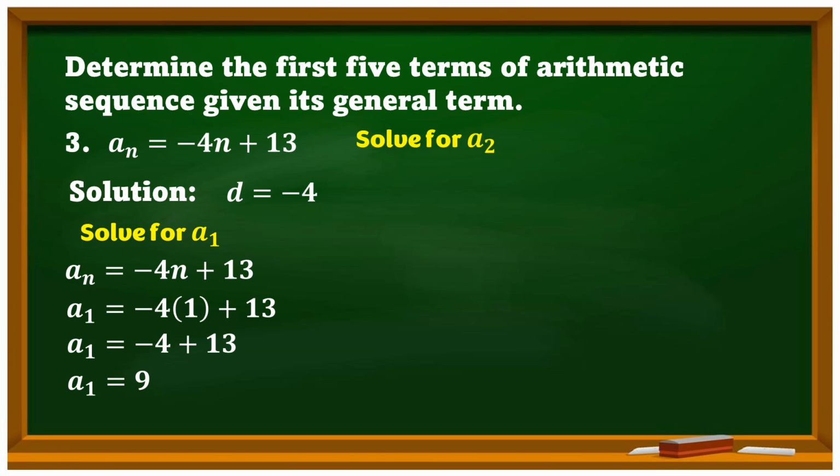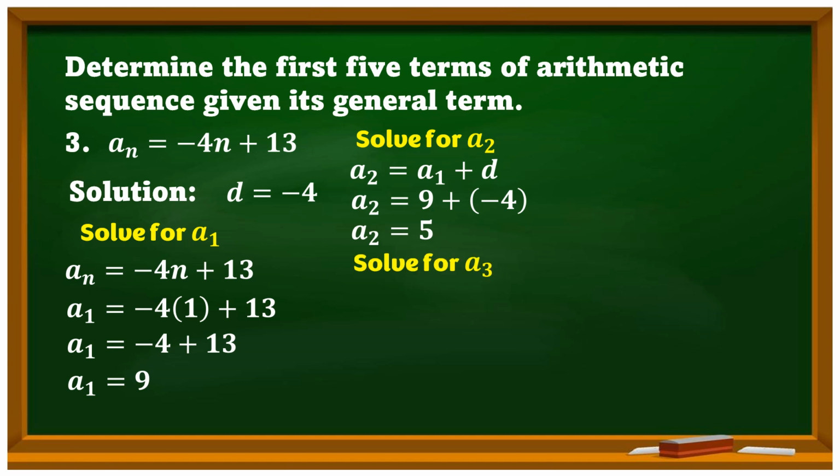Let's solve now for the second term, which is a sub 2 is equal to a sub 1 plus d. A sub 1 is 9 and the value of d is negative 4. So we have a sub 2 equals 9 plus negative 4. So 9 plus negative 4 is equal to 5. That is the value of a sub 2.